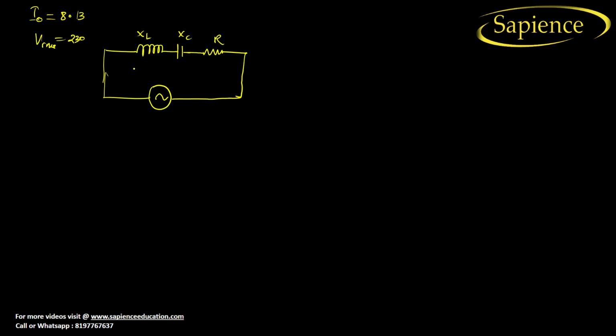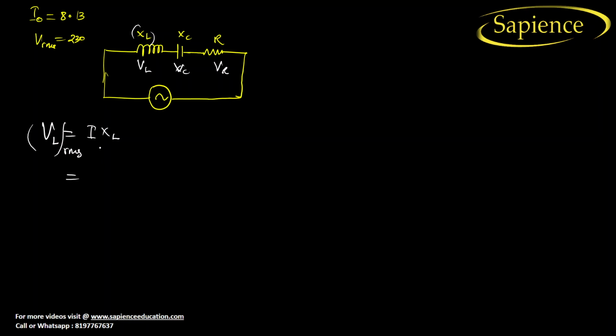Now we want the voltage at this section, so what to do? We need the voltage at L, voltage at C, and voltage at R. We will go one by one. So let us talk about the voltage at the inductor. The RMS voltage will be equal to current I into the resistance, so this will be I into XL. Now what is the value of I?